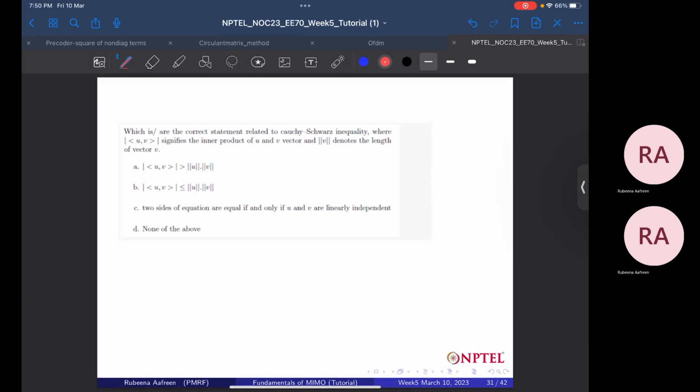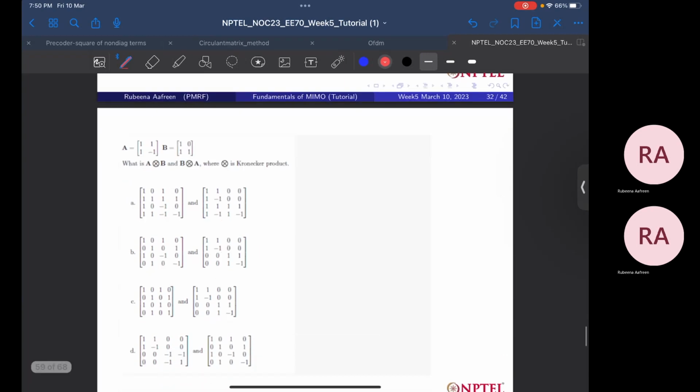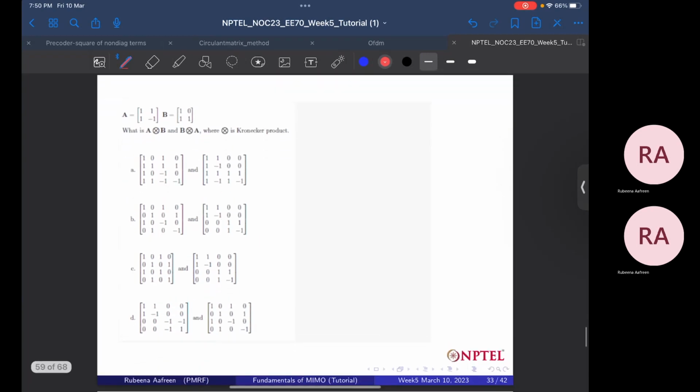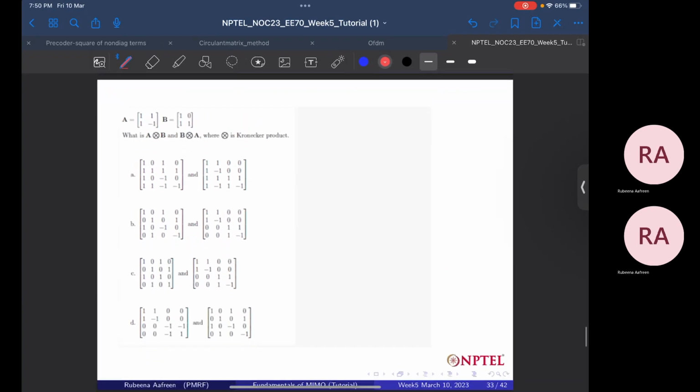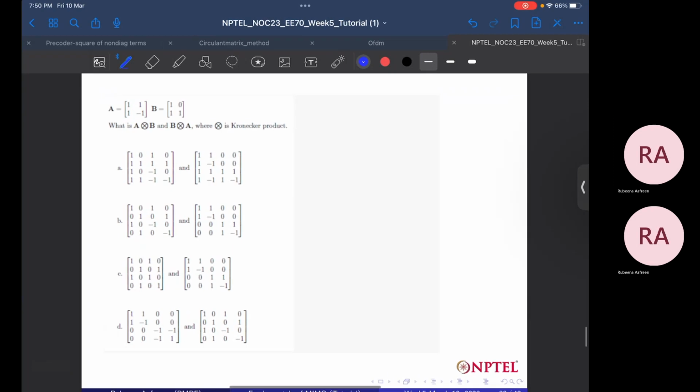Then this is the Cauchy-Schwarz inequality. This is theoretical only. Here the inner product will always be less than or equal to the length of U times the length of V. Then we have the Kronecker product it is asking. We have already discussed what the Kronecker product is: each term of A will be multiplied with the matrix B, right? So now we'll solve A Kronecker B and then B Kronecker A. You can try and then you can check.